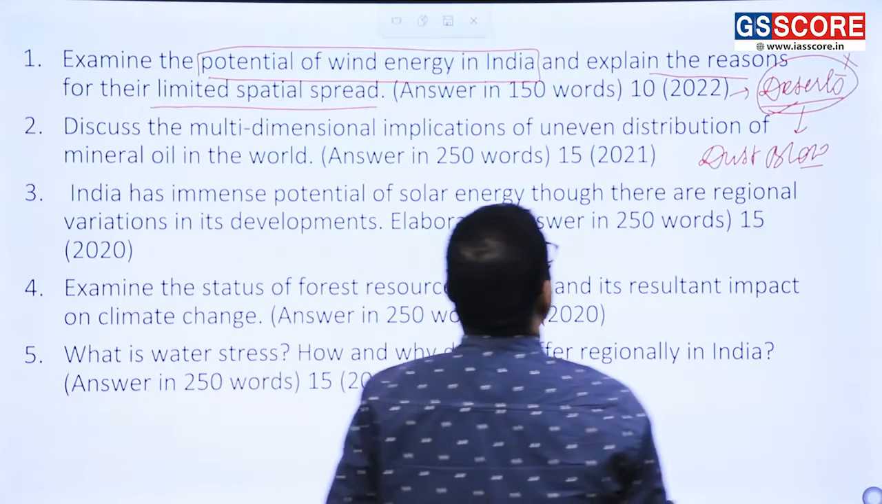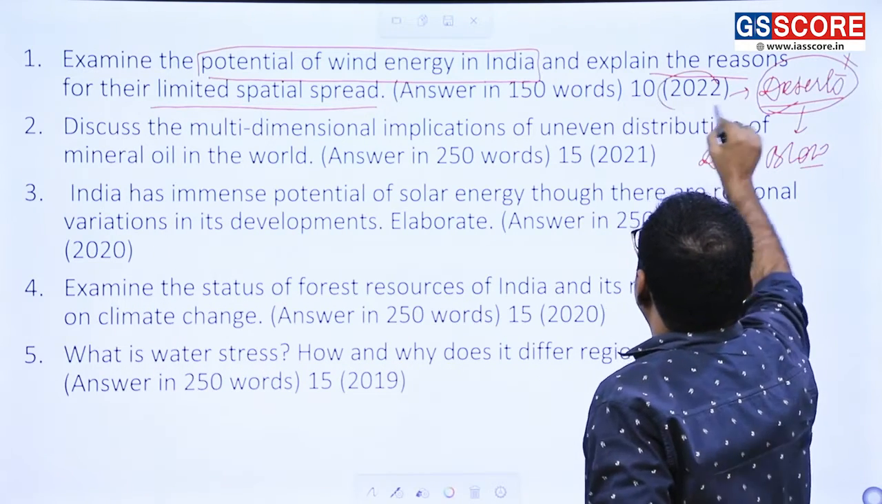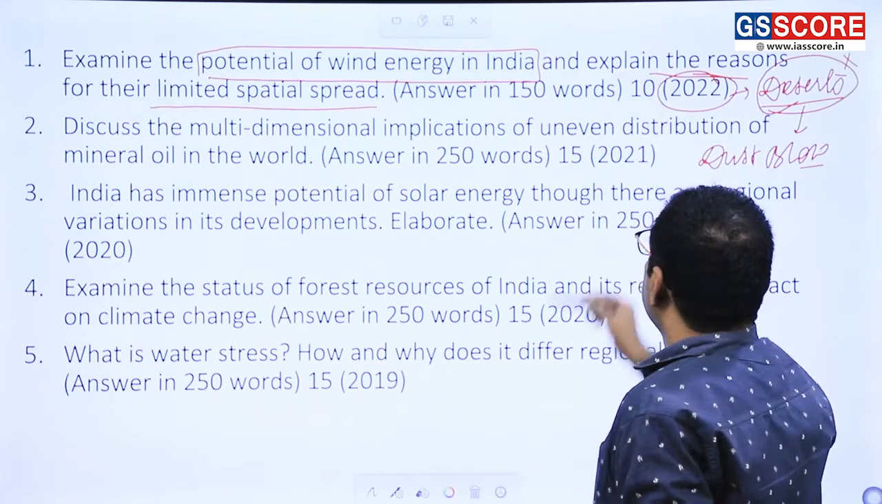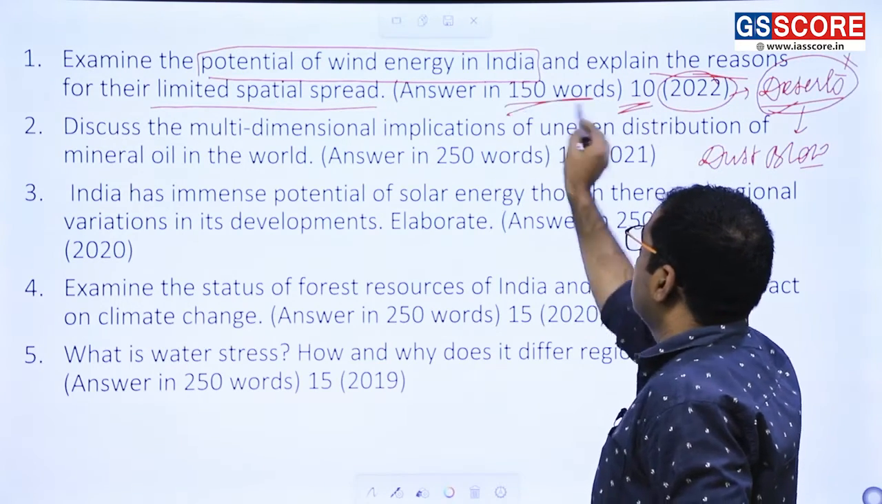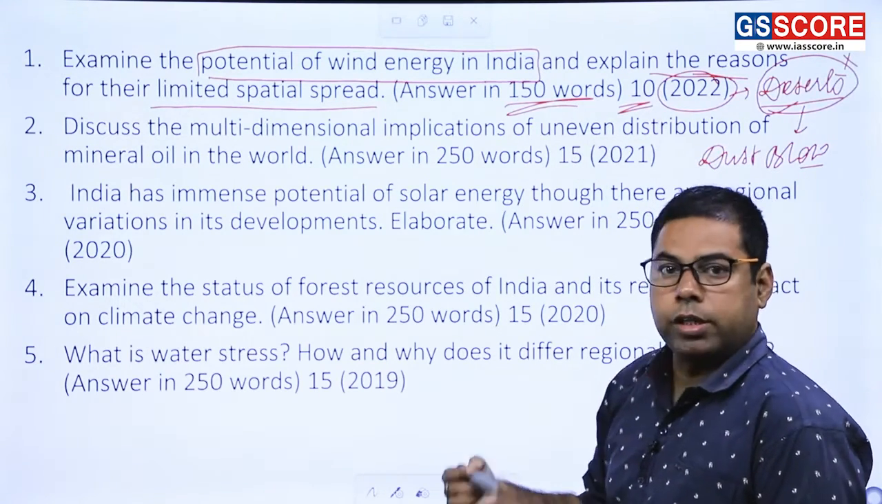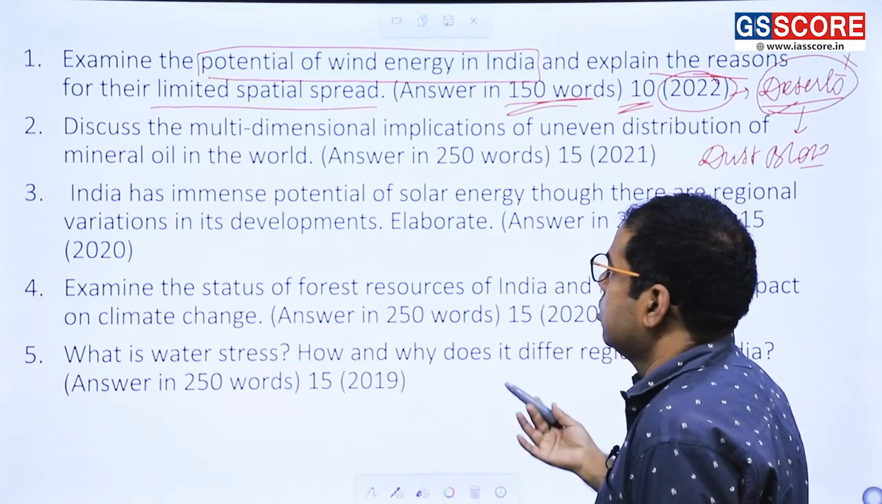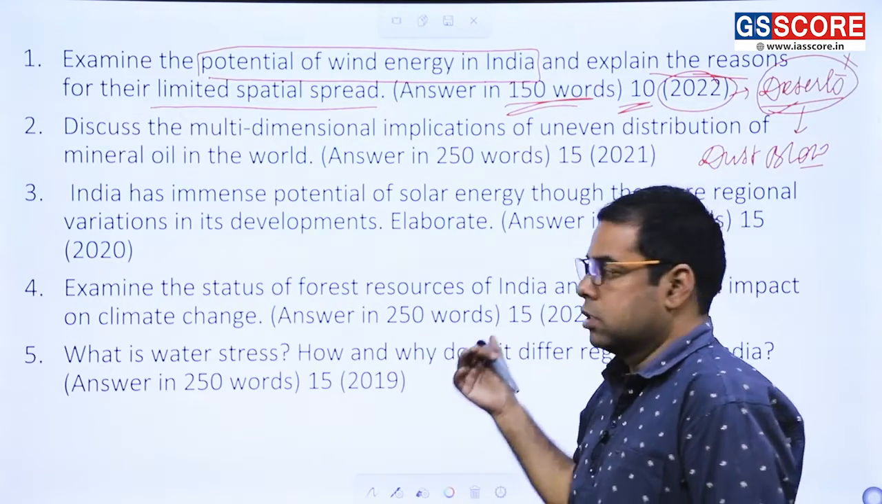Then, this is the question from 2022, right? It is a 10 marks question with 150 words. You can make a diagram and also locate the coastal areas on it, right?